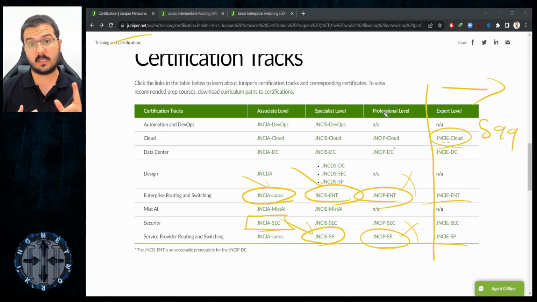The expert level exams of Cisco are more difficult, way more, 3 times more difficult than the Juniper expert level exams. This is a big differentiation.